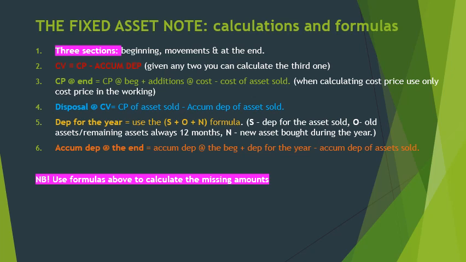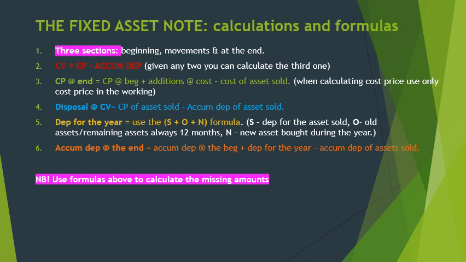So one important formula is how to calculate carrying value. Carrying value is equal to cost price minus accumulated depreciation. So it is an equation. Given any 2 of these amounts, either carrying value, cost price, or accumulated depreciation, you can calculate the third one. So it is a formula which you need to know.